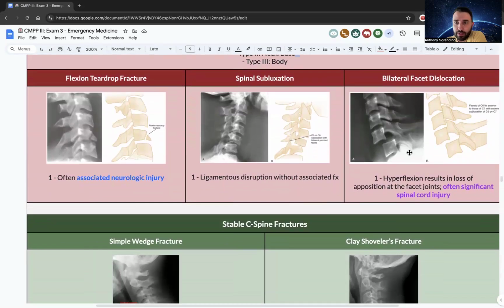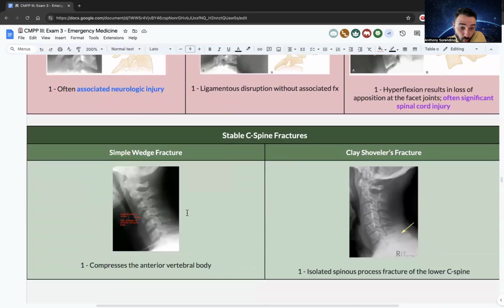Flexion teardrop and bilateral facet dislocation, no good. These are associated with neurologic injuries. Yeah, I mean, that doesn't look good. A little teardrop coming off there. It's like the whole thing has slid off. That's not good. Spinal subluxation, that doesn't look good. Stable ones are the wedge.